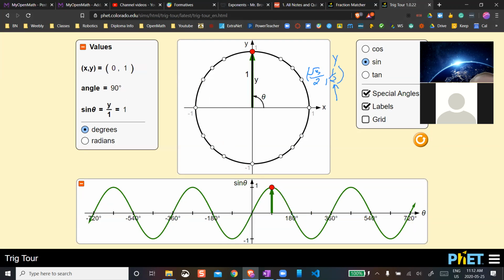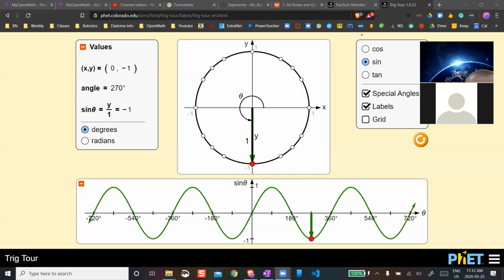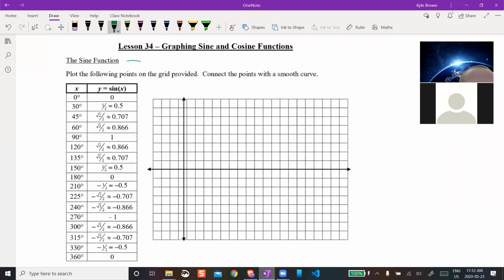At 90 degrees, I'm at 1. At 180 degrees, I'm at 0. Okay? So, all right, we'll go back to our notes now. So that's really everything that would be happening here, right?